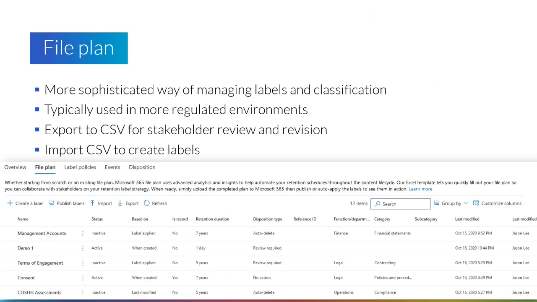And finally, we've got file plans, which is just a more sophisticated way of managing labels and classifications. If you're doing this on a grand scale or you're highly regulating your storage environment, you need something like this. This allows you to build your file plan as a paper exercise, import it as a CSV, and drive label creation automatically from that.